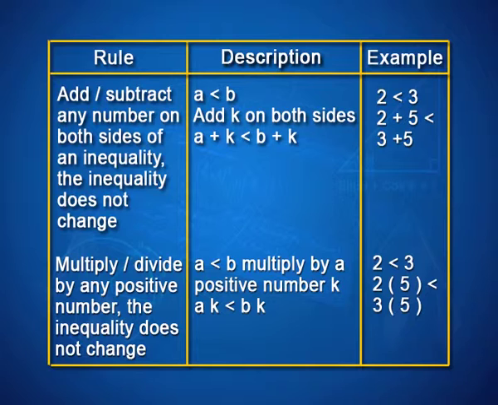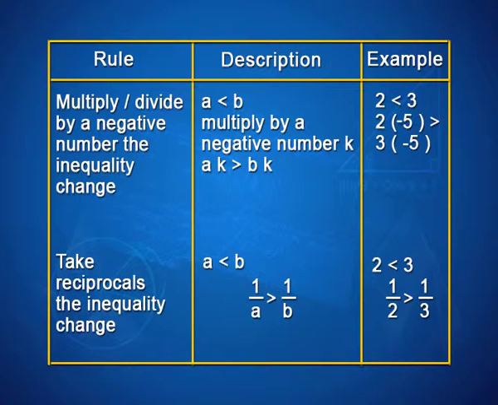The second rule says, if we multiply or divide by any positive number, the inequality does not change. That is, if A is less than B is multiplied by a positive number k, then A into k would be less than B into k. And the example we had seen earlier, 2 less than 3 would imply that 2 into 5 is less than 3 into 5.